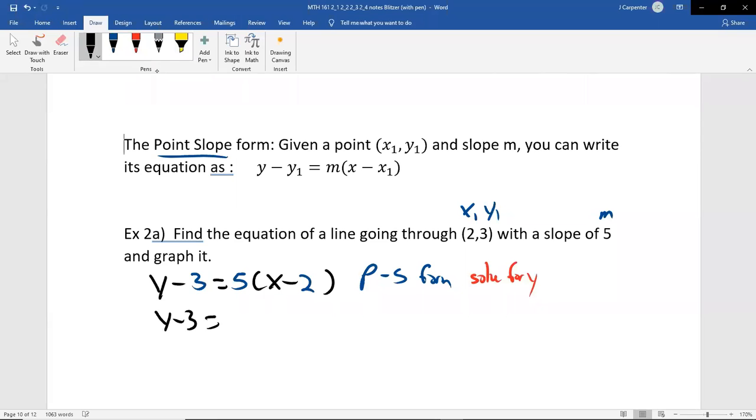y minus 3 equals, we're going to distribute the 5 to the x and the negative 2. So that's 5x minus 10. And then all we got to do is move the 3 over. This is algebra that everyone should have up their sleeve. Negative 10 plus 3 is negative 7. Shouldn't need a calculator for that. It's no crazy addition or subtraction, just some signed numbers. Don't let them scare you. And then this is in what we call slope-intercept form, and we'll see that below.